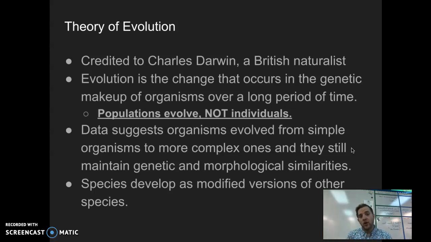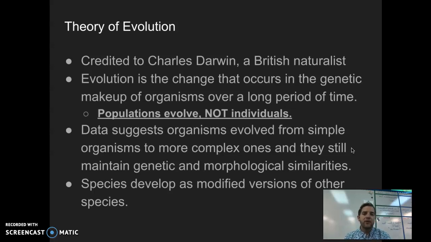Individuals do not evolve. Individuals mutate. You can have a mutation in an individual, and then due to natural selection, that mutation becomes advantageous, and then it becomes more and more popular as time goes on. But that individual did not evolve, that individual mutated, and now the population is evolving over time.